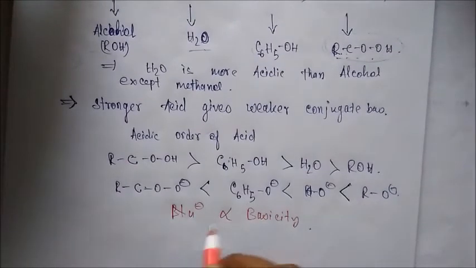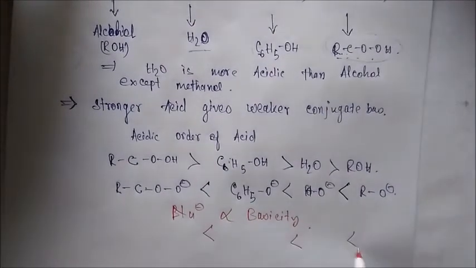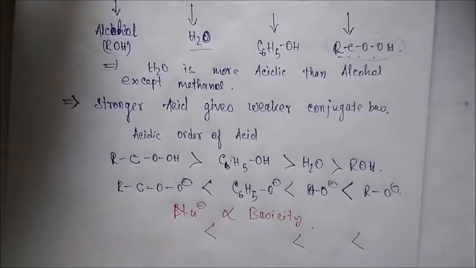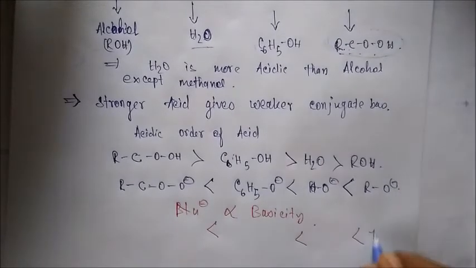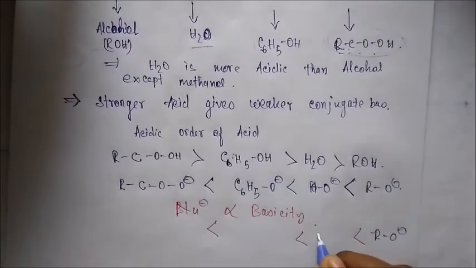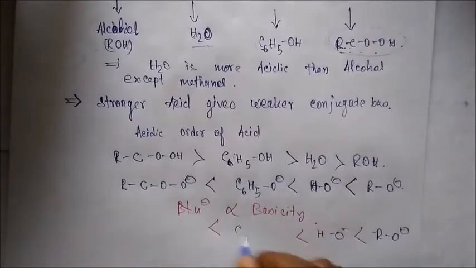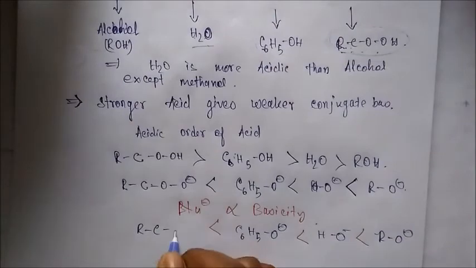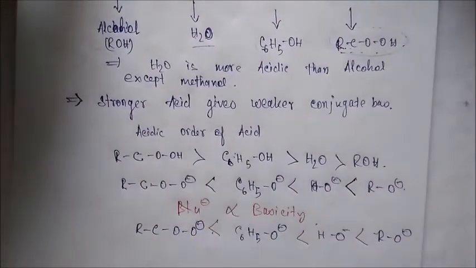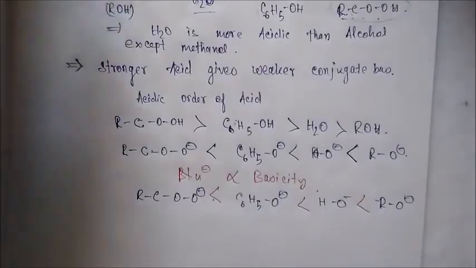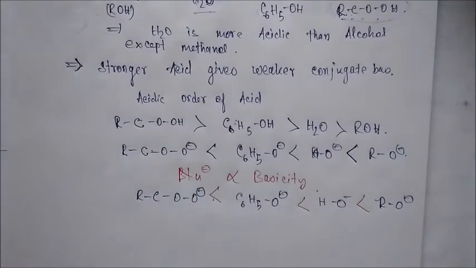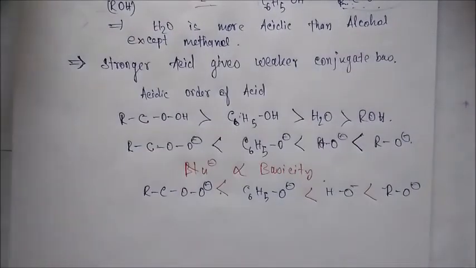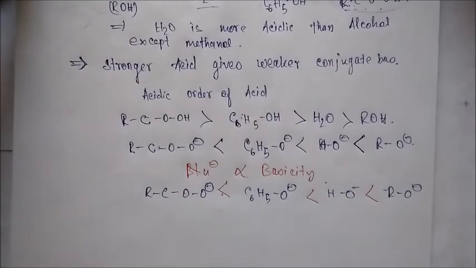So nucleophilicity also will be in this order. RO minus, HO minus, C6H5O minus, CO minus. Okay, I hope you have understood this. We also have another three points to decide the nucleophilicity. Let's see what those are.